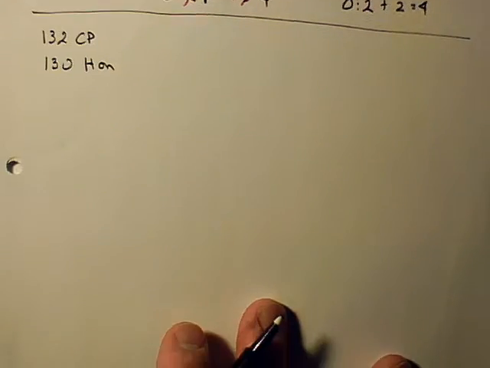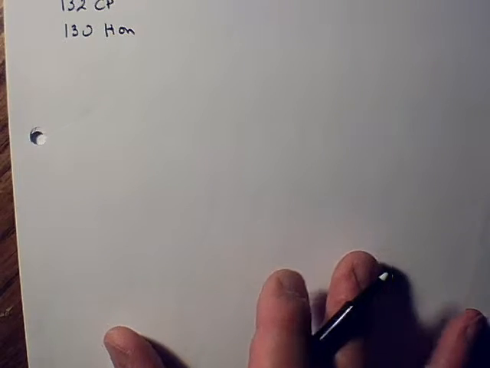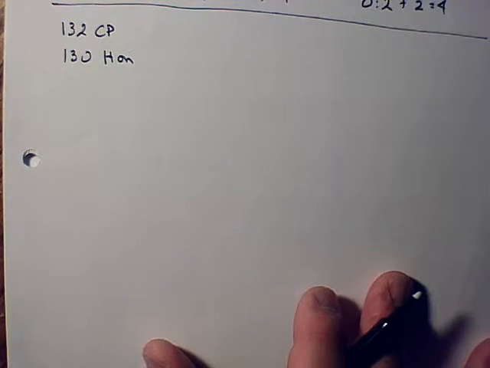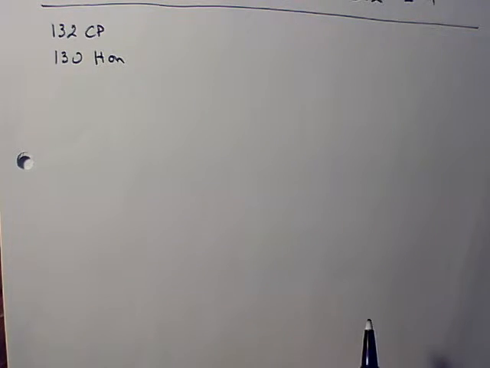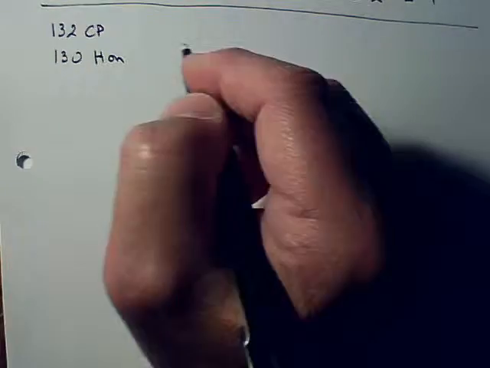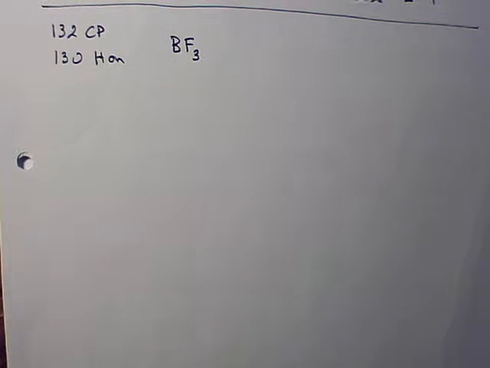Alright, the question I was asked to do was number 132 on the CP exam, which corresponds to number 130 on the honors practice final exam. The question says, what is the shape of this molecule? And the formula we're given is BF3. You must first start with the electron dot formula.